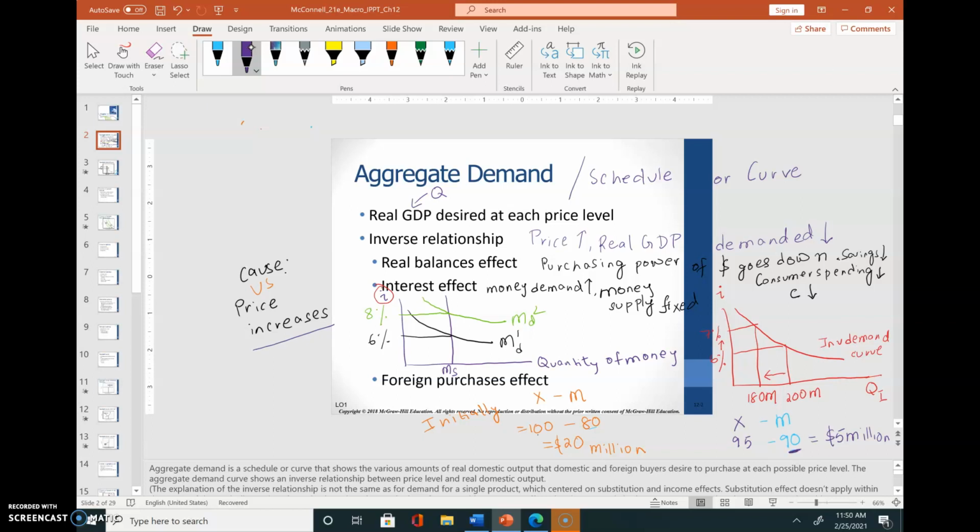The US wants to buy more foreign goods, and at the same time US exports went down. And this is also responsible for the downward slope of the aggregate demand curve, because if this happens, the real GDP demanded will go down.